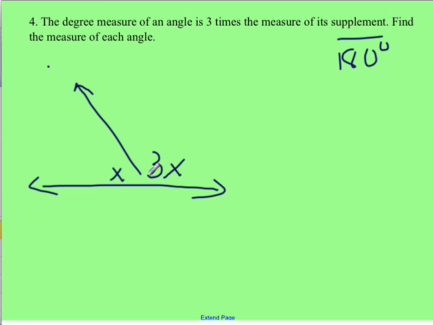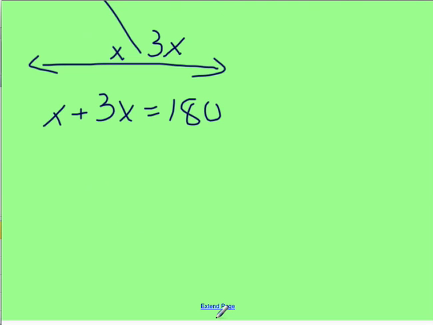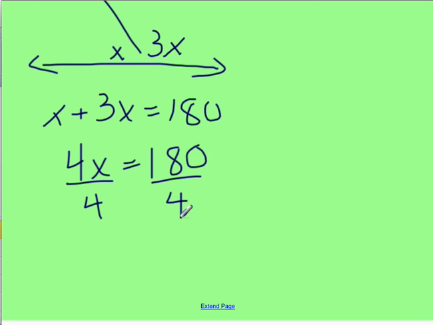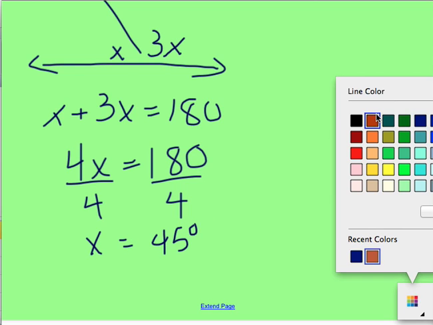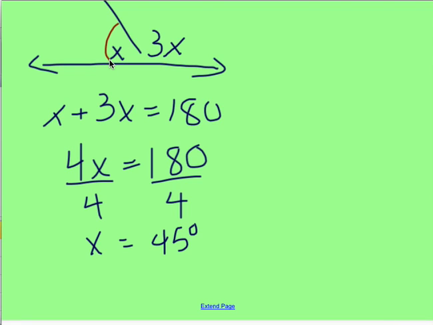Now, since that is a supplement, when I add these 2 angles together, they need to add up to 180. So X plus 3X is 4X, and that's going to be equal to 180. So now I'm solving this for X. So 180 divided by 4 is going to give me 45 degrees. So what that tells me is that this angle right here is 45 degrees.